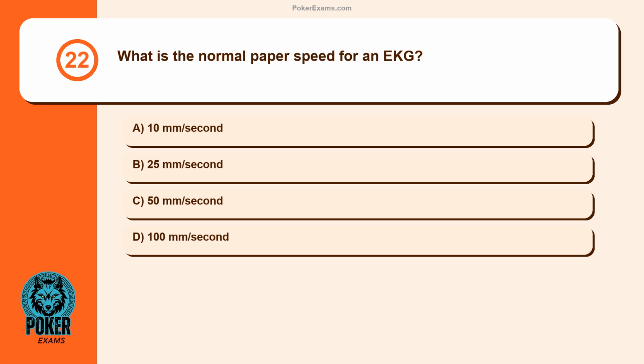Question 22. What is the normal paper speed for an EKG? 10 millimeters per second, 25 millimeters per second, 50 millimeters per second, 100 millimeters per second.